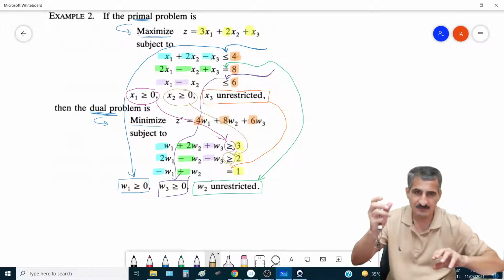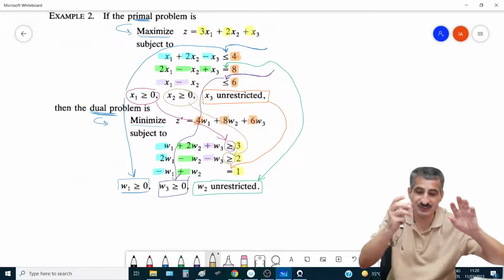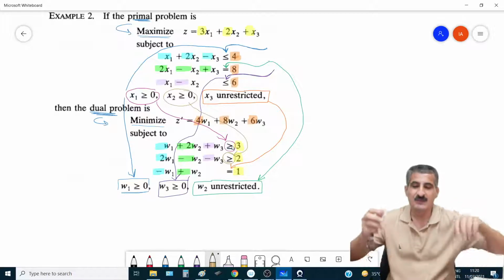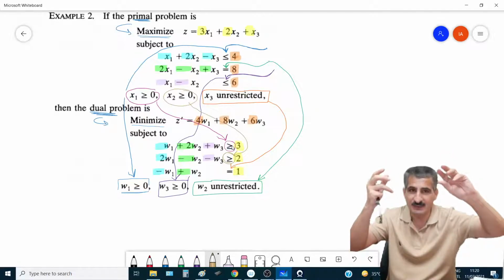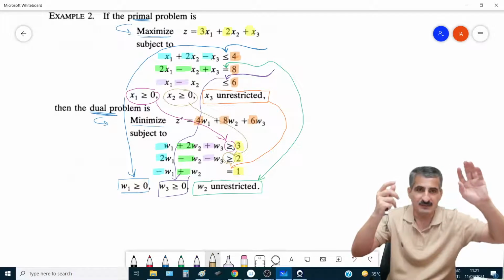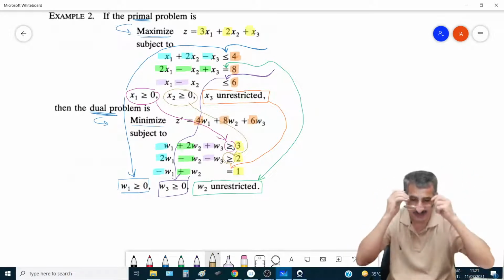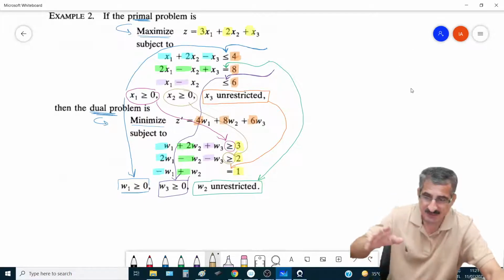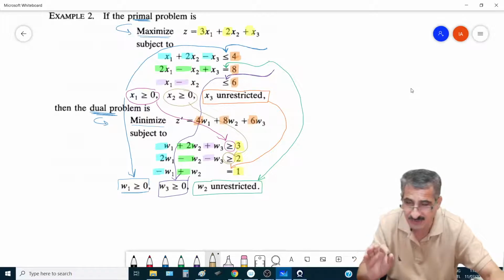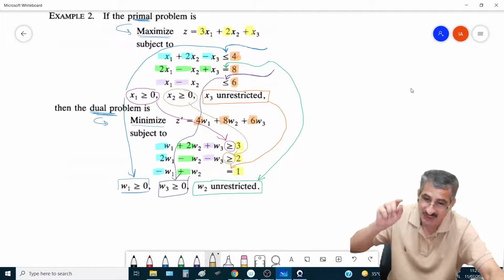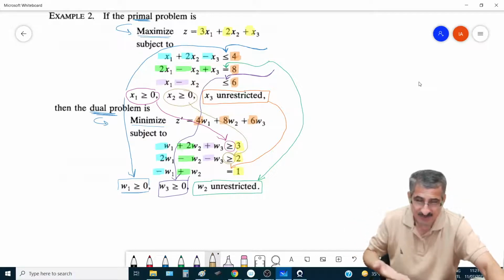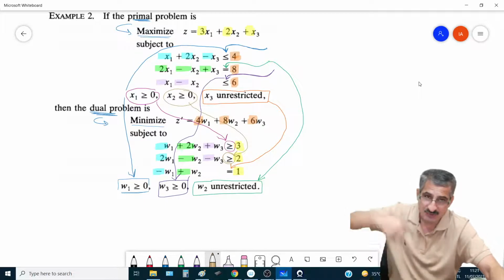Okay? When the variable is unrestricted, then the constraint is equality. When the constraint in the primal is inequality, less than or equal, then the variable is bigger than or equal 0. When the constraint is equality, the variable is unrestricted. Be very careful. When I talked about x1 is greater than or equal 0, then I said the first constraint is greater than or equal. But when I go the opposite, إذا كان الفاريبل تحت عندي primal greater than or equal 0، الconstraint بيكون less than or equal.